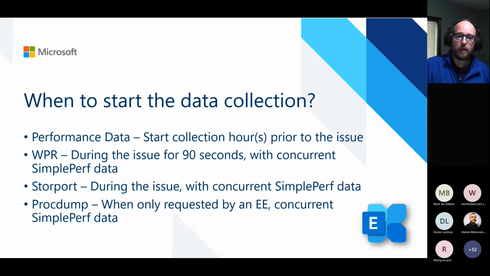ProcDump is only when it's requested by an EE or someone that's going to be able to review the information. Again, concurrent with SimplePerf. The only reason why someone might want to request this is to actually look at what's in memory. If we are processing a very large list, how many items are in that list that's causing this type of high CPU? What are certain objects set to? Those types of things. But most of the time with code review and then WPR, we would be able to determine a lot of this without ever needing to collect a ProcDump.